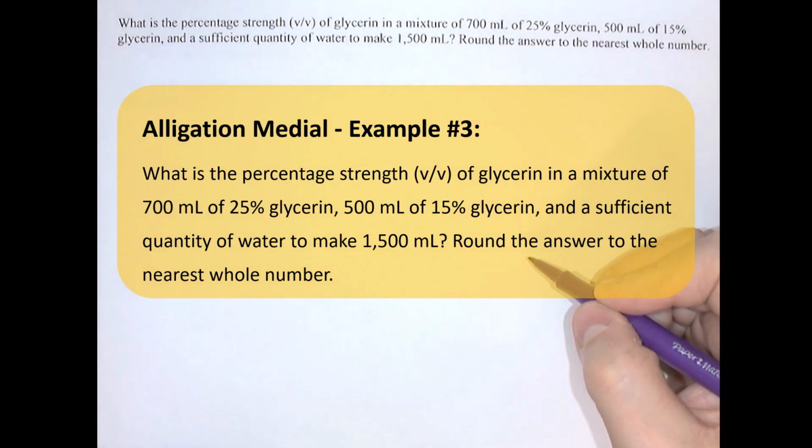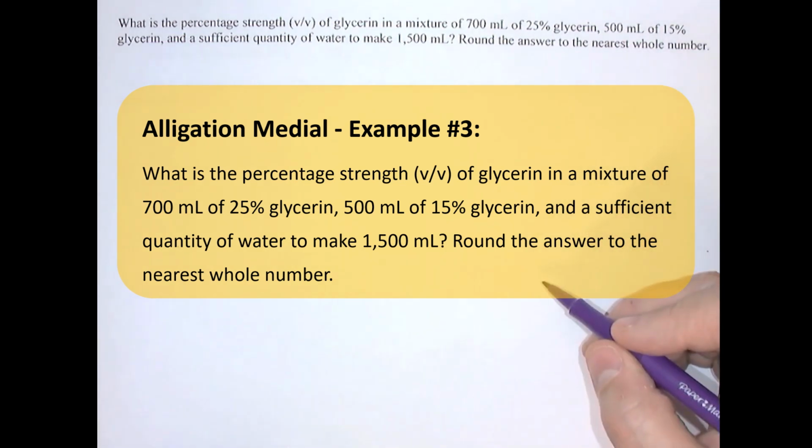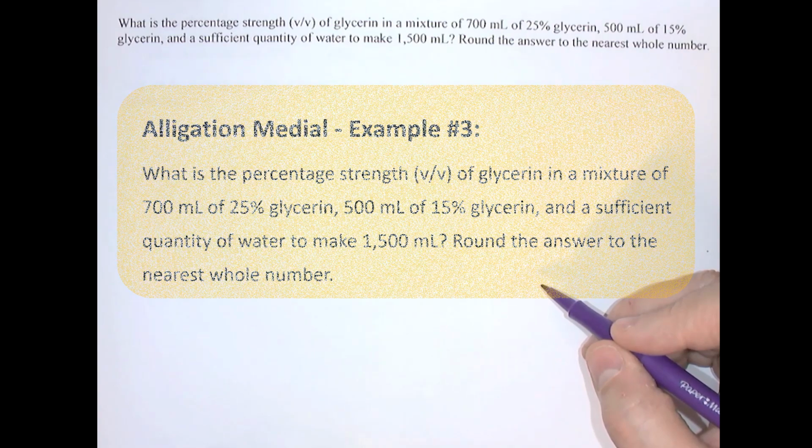Okay, the problem says, what is the percentage strength, volume to volume of glycerin in a mixture of 700 milliliters of 25% glycerin, 500 milliliters of 15% glycerin, and a sufficient quantity of water to make 1,500 milliliters? Round the answer to the nearest whole number.